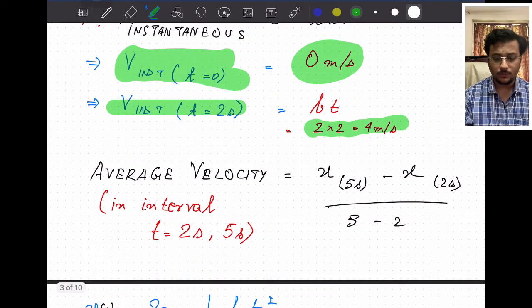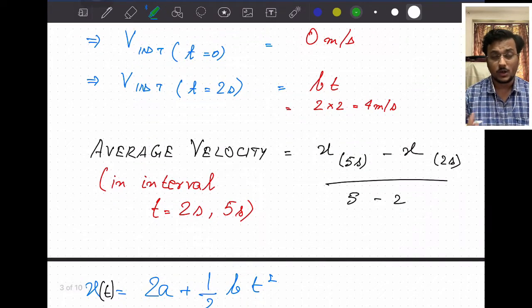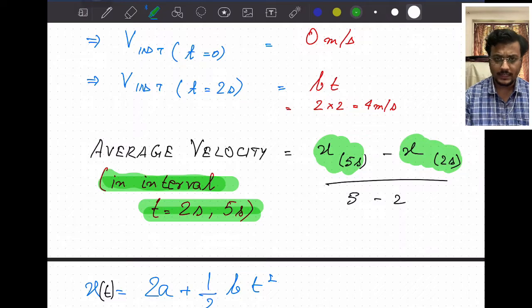Now moving on, how to find the average velocity of the particle. That's a very simple formula. Average velocity is equal to displacement over time. So we need to find the displacement of the object. Obviously the time interval plays an important factor. The average velocity in the time interval t equals 2 seconds to 5 seconds is written as displacement after 5 seconds minus displacement after 2 seconds divided by the change in time interval, that is delta t. 5 minus 2, so we end up with 3 here.